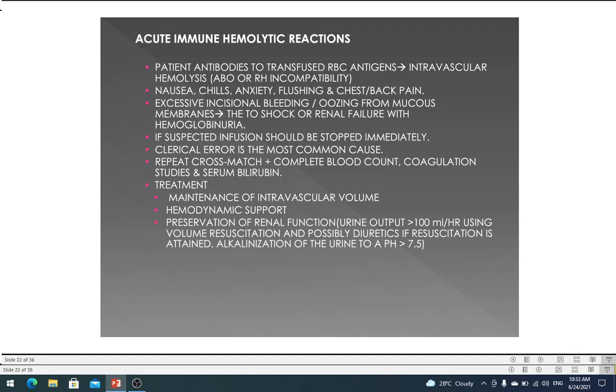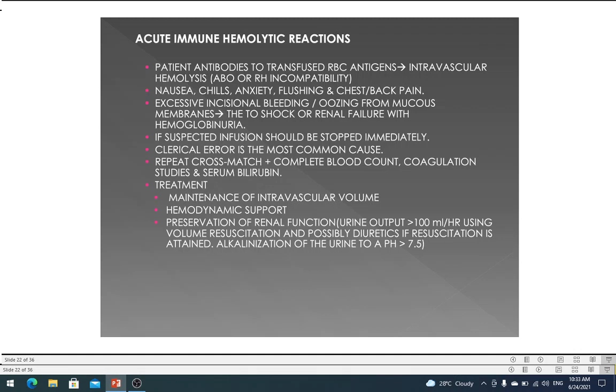You will do a blood count and a coagulation profile on the recipient to see whether he is going in for DIC. And serum bilirubin again. Serum bilirubin will be elevated because of the increased breakdown of RBCs producing bilirubin. So all these things you will check. And the treatment is, there is no specific treatment.